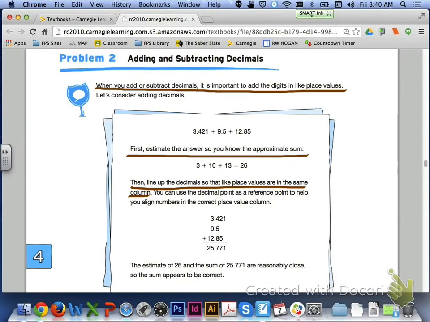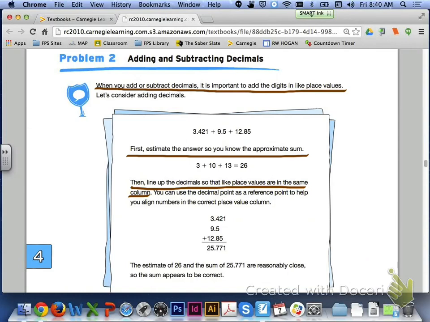Let's go ahead and turn to page 262 and look at problem 2. Now we are going to be adding and subtracting decimals. Obviously in problem 1 we were focusing on estimating. Remember, estimating is the first step that we want to look at before we add or subtract to see if our answer is going to be close when we come up with our exact answer.